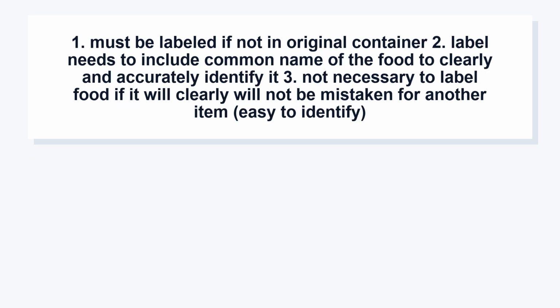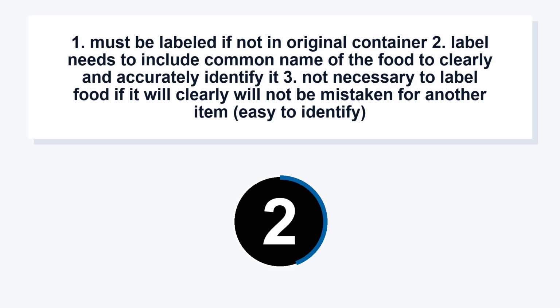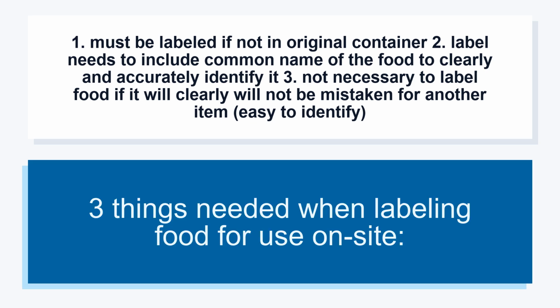1. Must be labeled if not an original container. 2. Label needs to include common name of the food to clearly and accurately identify it. 3. Not necessary to label food if it will not be mistaken for another item, easy to identify. 3 things needed when labeling food for use on site.